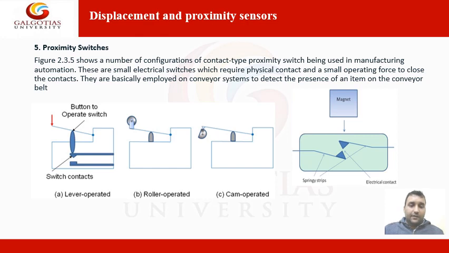This is lever operated. In the roller operator, this is the roller. This is the switch. In the cam operator, this is cam operated. Behind this switch, this is a spring strip. This is the switch and this is a magnet. When this magnet is pressed, these connections are connected to each other, so the voltage passes through and the switch turns on.